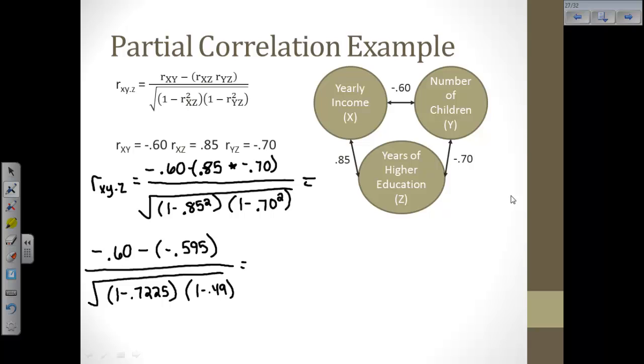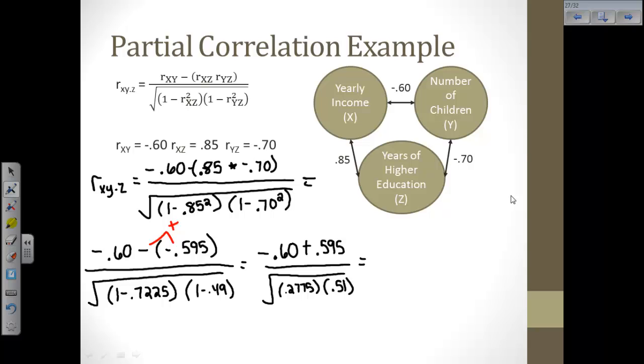Okay, next step. So when you have a negative and you're subtracting a negative, this essentially becomes a positive. So if we rewrite this, it's like negative 0.60 plus 0.595 divided by the square root. So 1 minus 0.7225 is 0.2775. 1 minus 0.49 is 0.51.